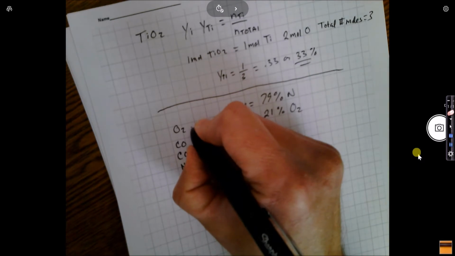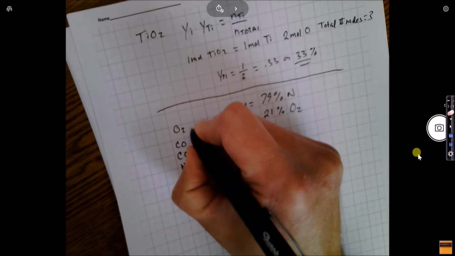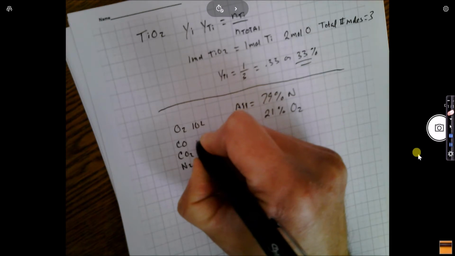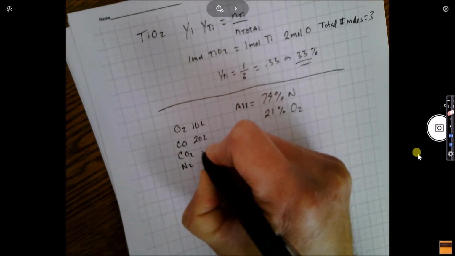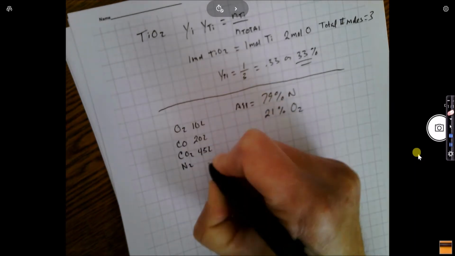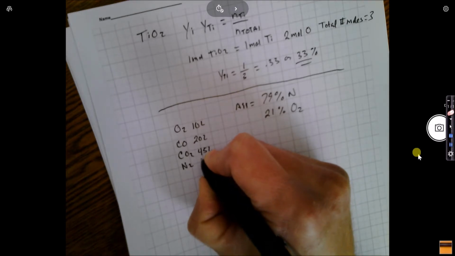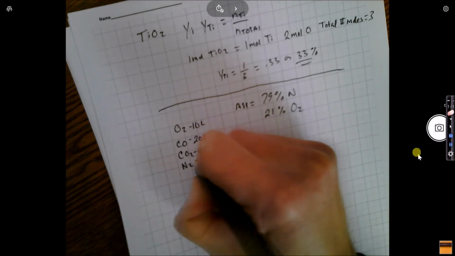Let's say we can look at it from 2 ways. So let's say we have 10 liters of oxygen, let's say 20 liters of carbon monoxide, 45 liters of carbon dioxide, and I don't know, let's do 25 liters of nitrogen, okay?